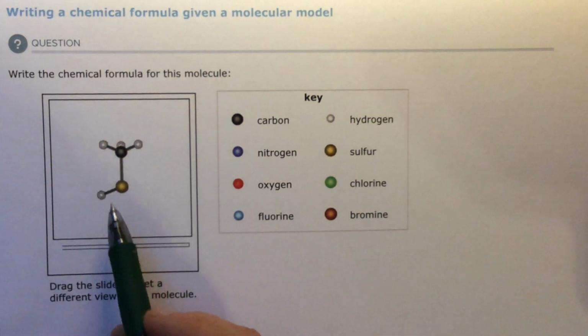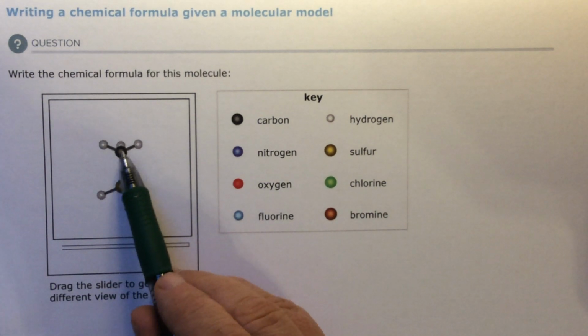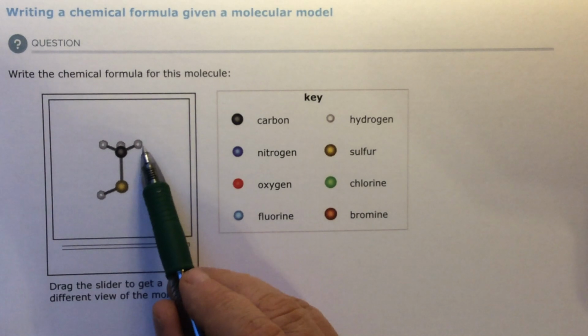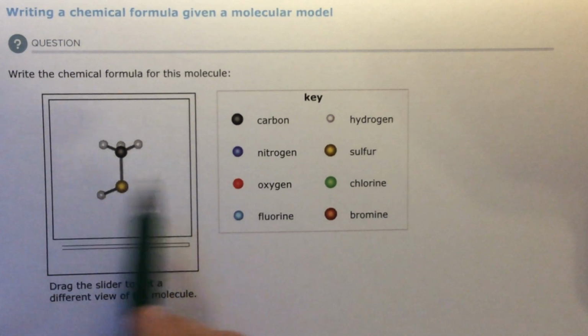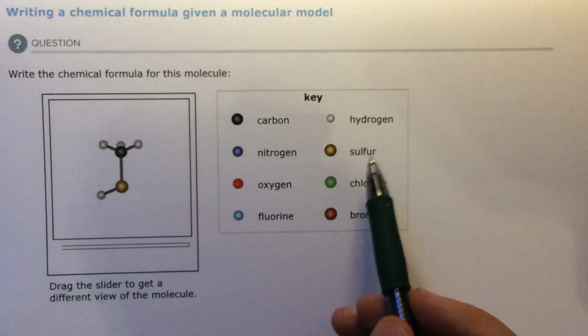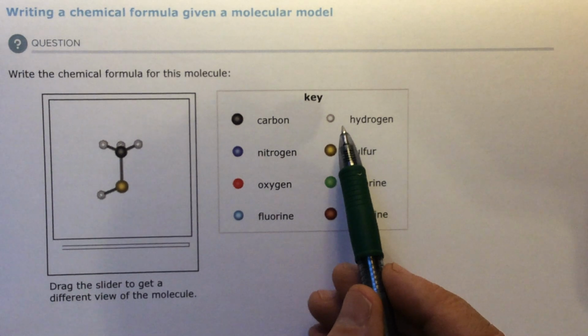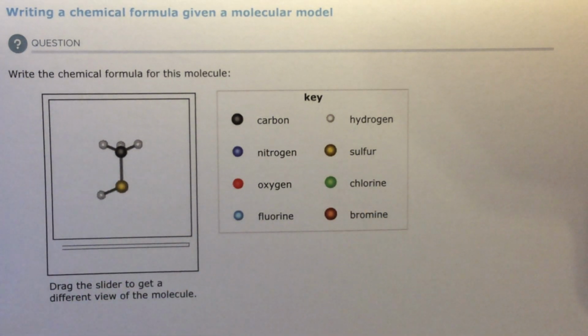This is a drawn molecule where you've got a sulfur atom connected to a carbon atom. The carbon is connected to three hydrogen atoms. On your computer, this will be able to slide around and you can see it three-dimensionally. And then the sulfur atom is also attached to a hydrogen. So you have a total of four hydrogens, one carbon and one sulfur. And you're asked to give a chemical formula for the molecule.